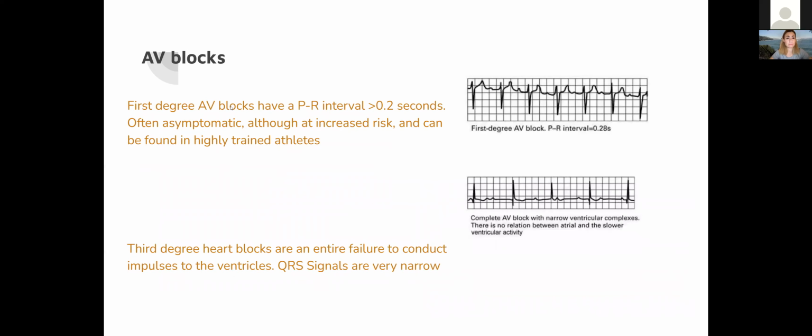The first degree atrioventricular block has a PR interval greater than 0.2 seconds. These are often asymptomatic, although at increased risk, and can be found in highly trained athletes. Third degree heart blocks are an entire failure to conduct impulses to the ventricles. QRS signals are very narrow.